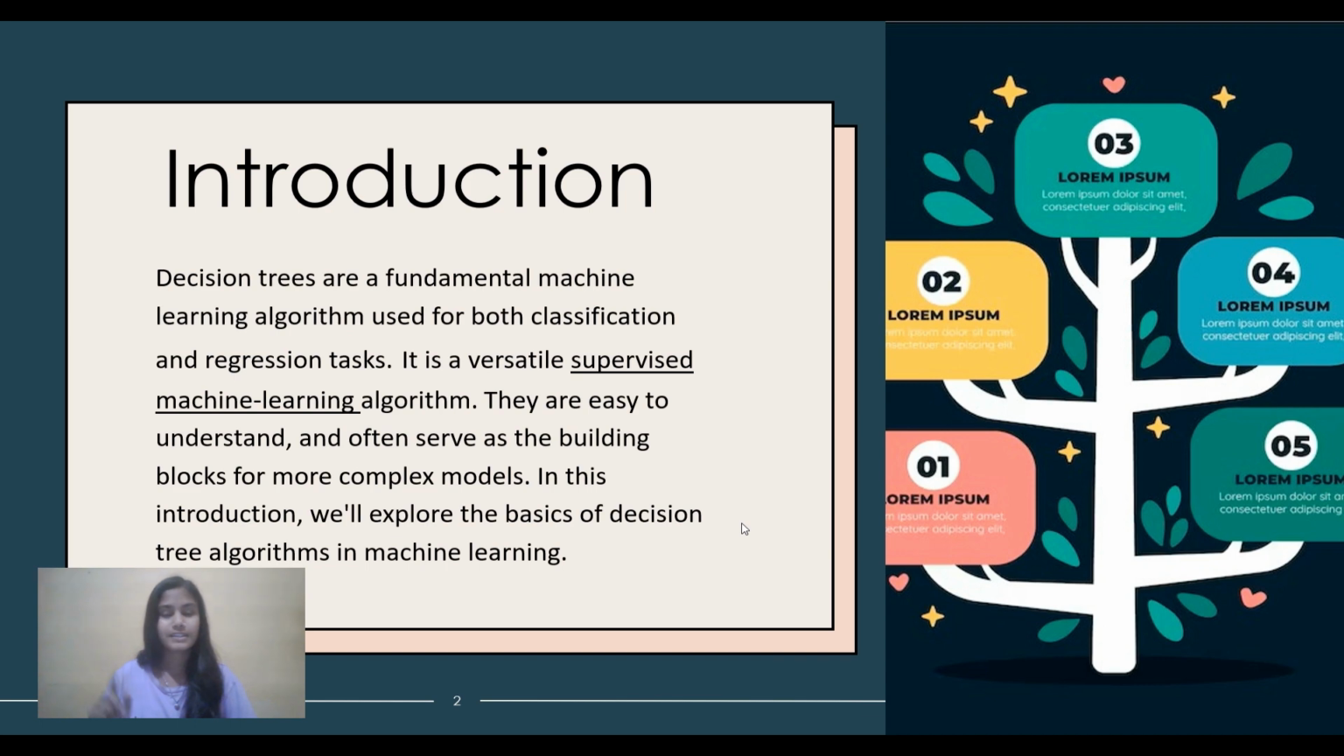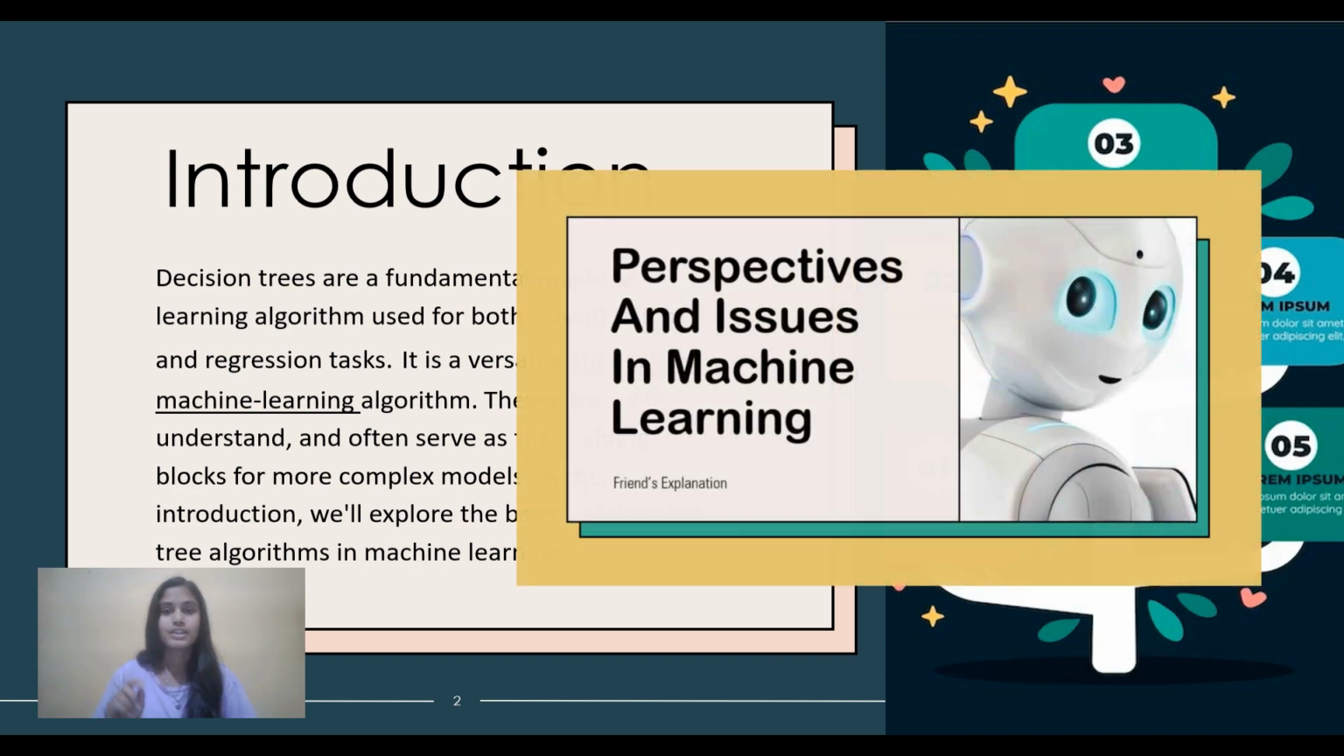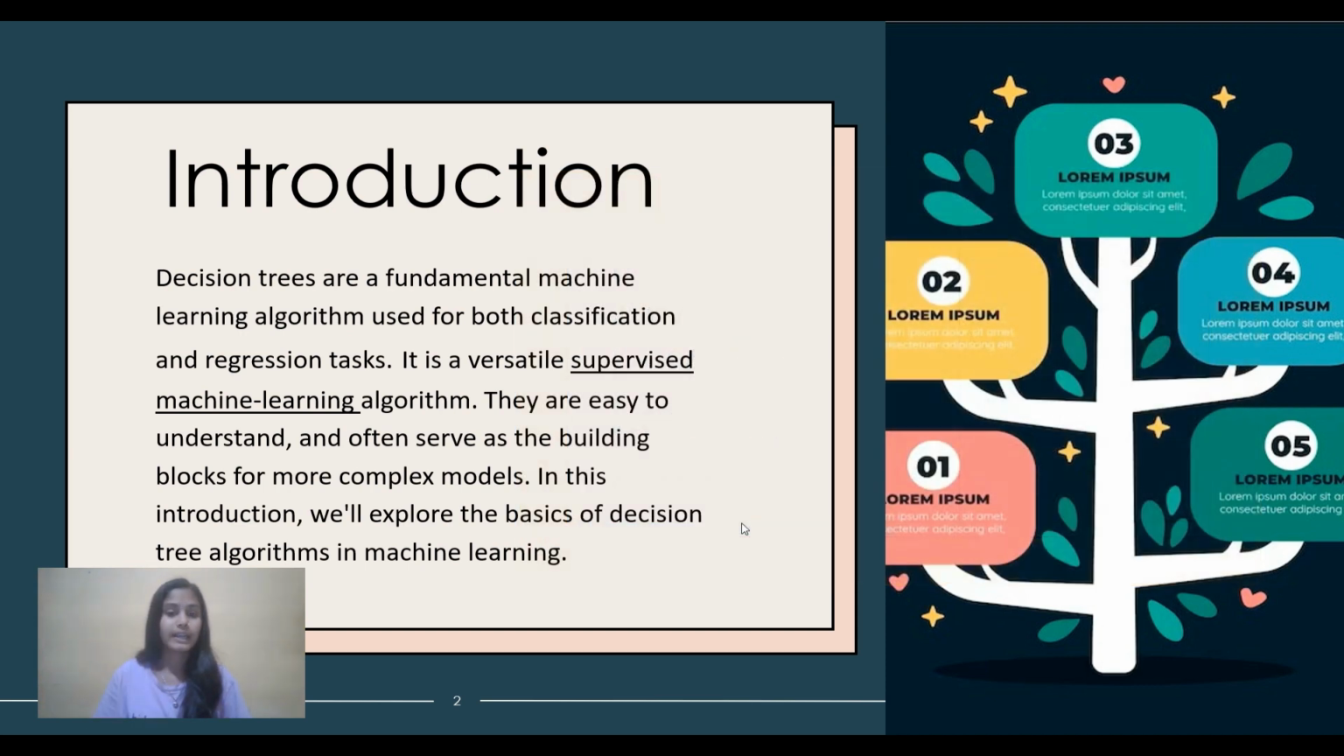If you don't know this, then please refer to the previous videos of this playlist, which is perspectives and issues in machine learning. In that video you will learn what is supervised machine learning, what is unsupervised machine learning, what are reinforcement machine learning algorithms. Okay, now the next thing they say is they are easy to understand and often serve as building blocks for more complex models. And in this introduction we will explore the basics of the decision tree algorithm in machine learning.